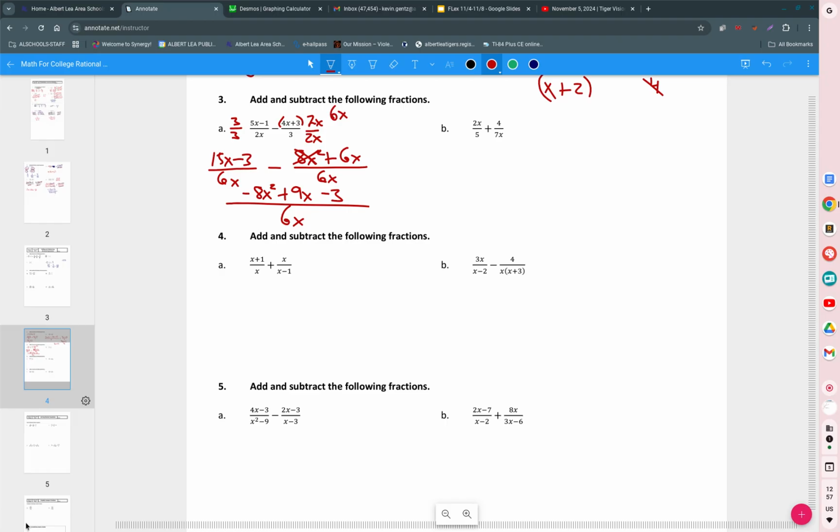And in that situation, there's nothing that factors or cancels. So that part is done.